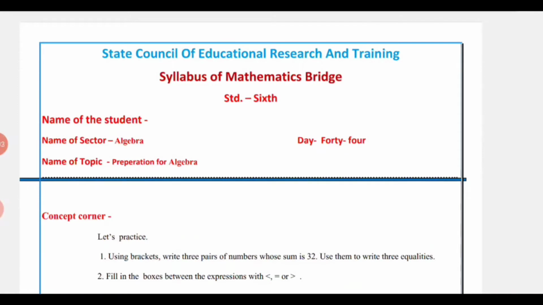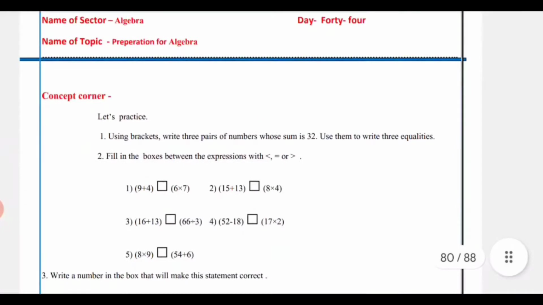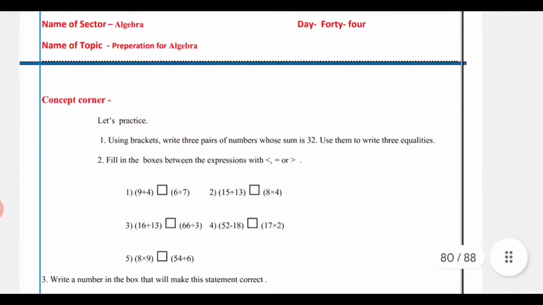So children, day 44, we are going to continue in this same video. Day 44 is also dealing with area algebra. Name of the topic is preparation of algebra. So in concept corner, let us practice using bracket, write 3 pairs of number whose sum is 32. Use them to write 3 equalities. So we have already done it before, I think on day 41, 42 we have done this, correct? In our activity sheet number 41 and 42 we have done this.